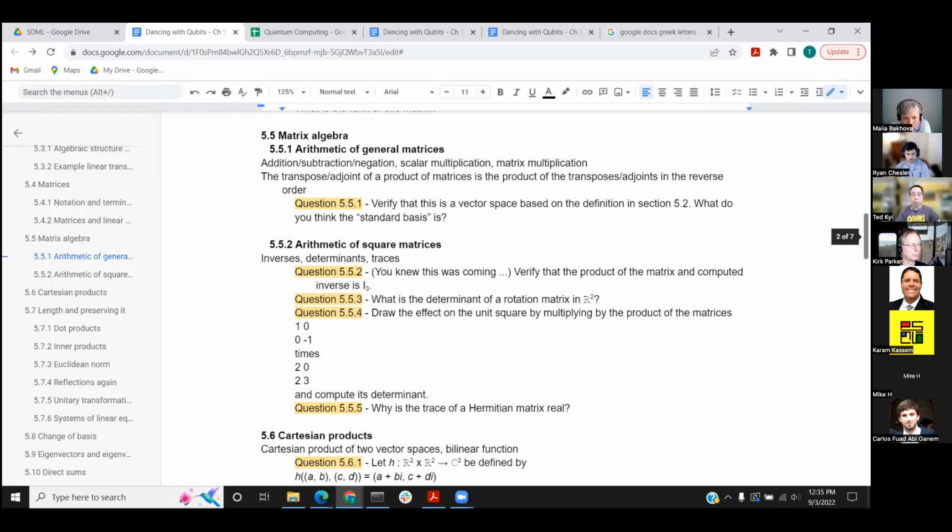Let's see here. In terms of the questions, I'm still a little fuzzy on what the determinant is. Is there a geometric representation of it? Does somebody have a... No, Maya, do you have anything?